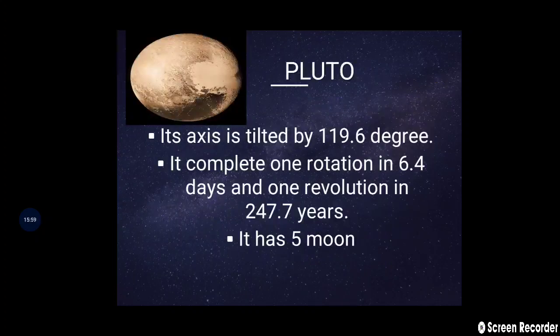Now we are going to talk about a dwarf planet, which was earlier the 9th planet as discussed in the previous slide. Its axis is tilted by 119.6 degrees. It completes one rotation in 6.4 days and one revolution in 247.7 years. Look at the number. It's too small and the revolution period is too high. It has a total of 5 moons. A planet which is smaller than Earth and has 5 times more number of moons than the Earth.